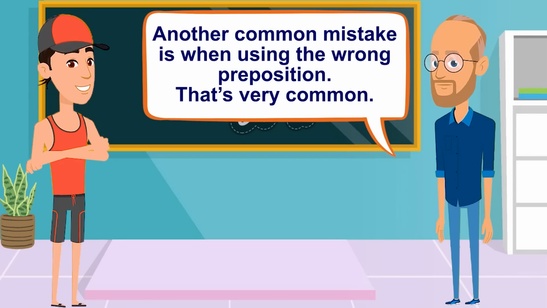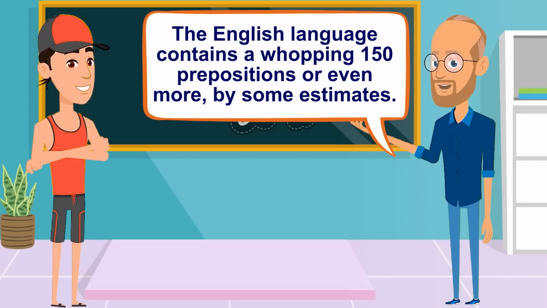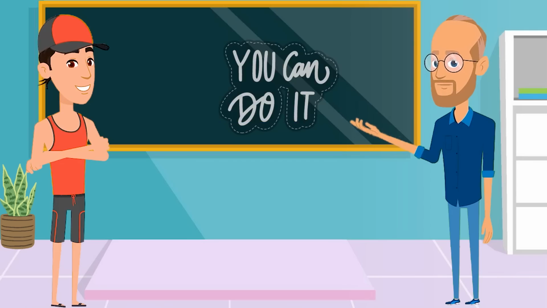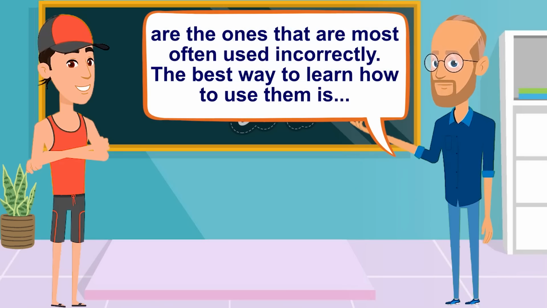Another common mistake is when using the wrong preposition. That's very common. The English language contains a whopping 150 prepositions, or even more by some estimates. So it's no surprise that learners often use the wrong one. That's understandable. Prepositions with overlapping meanings or different uses, such as in, at, and on, are the ones that are most often used incorrectly.